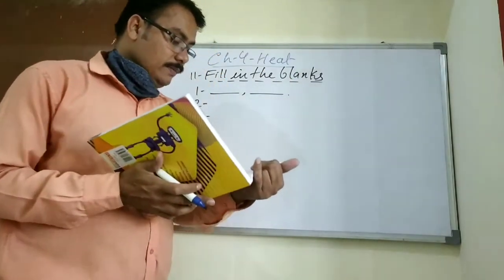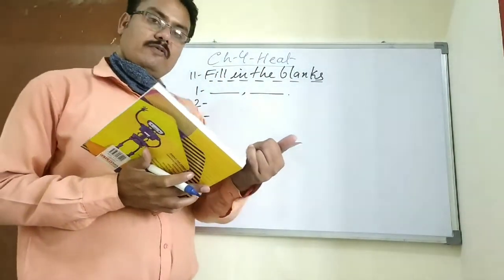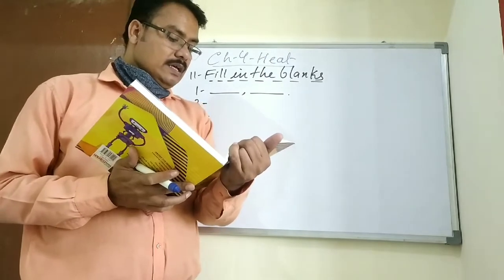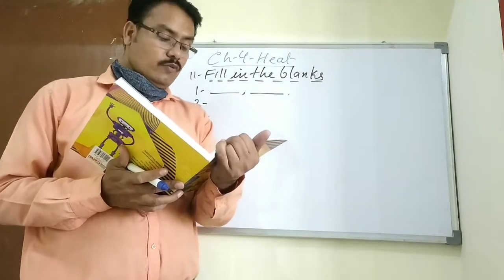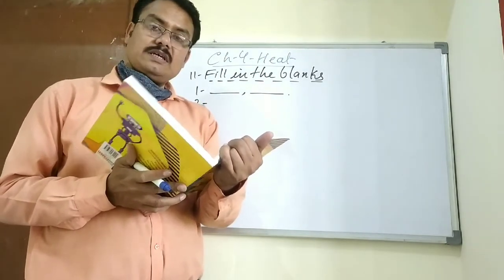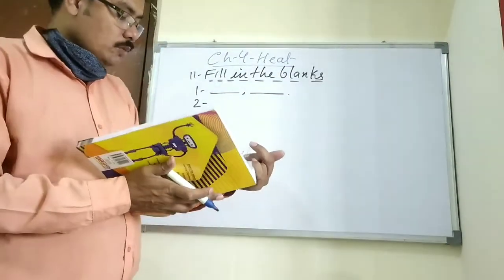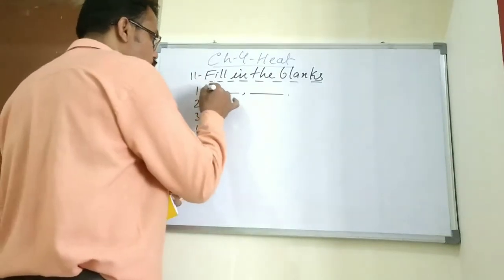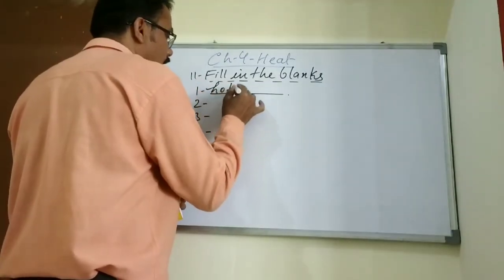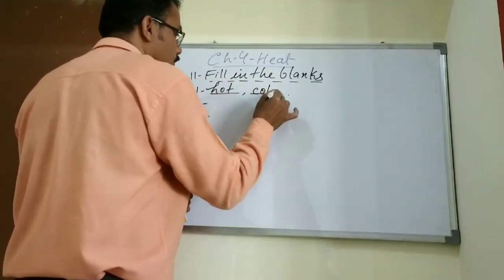The question number first is: heat is a form of energy, that you know very well, that travels. Heat always travels from a hot body to a cold body. So hot object to cold object. In those two, in one you will feel hot and in the other you will feel cold.